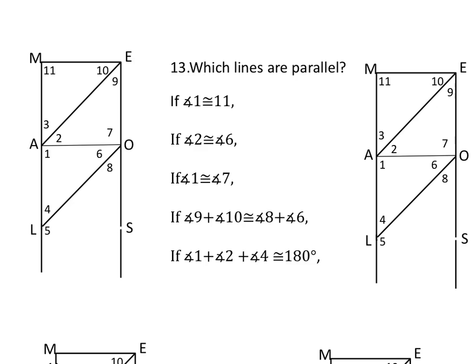Okay, look at these great diagrams here. We have to decide which lines are parallel given that information. If angle 1 is equal to angle 8, which lines would be parallel? Well, those are corresponding angles formed by line ME and line AO. Transversal would be line segment ML. So these are the lines that are parallel given that angle 1 is equal to angle 8.